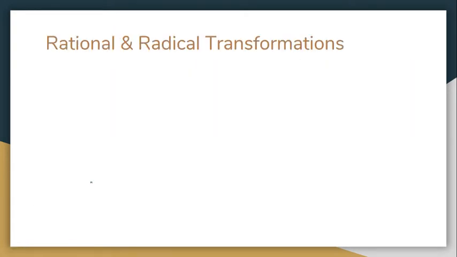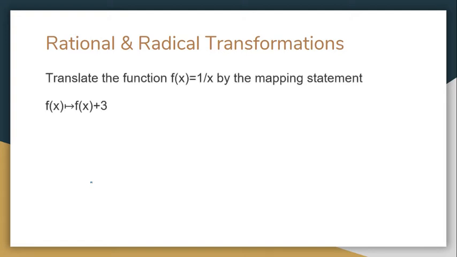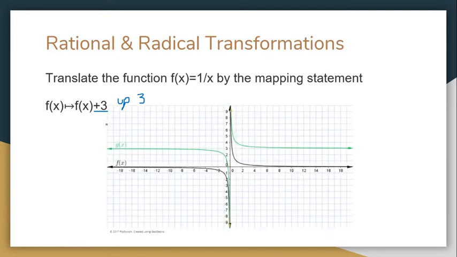So let's look at rational and radical transformations. We want to translate the function f of x equals 1 over x by the mapping statement f of x goes to f of x plus 3. A lot of times the easiest way to do this is to go ahead and graph 1 over x. And then this plus 3 at the end, since it's on the outside of our parentheses, means that we're going to move every point up 3 units. So the graph is going to look like this.